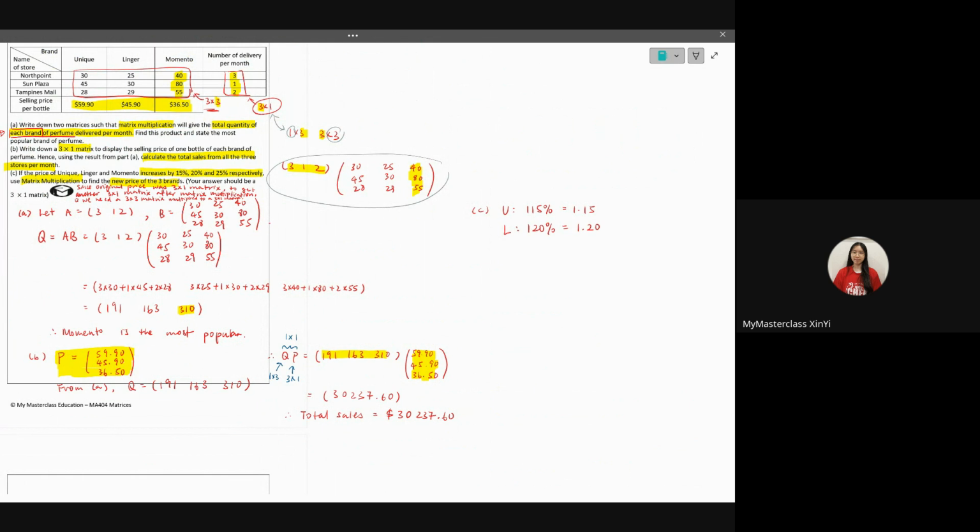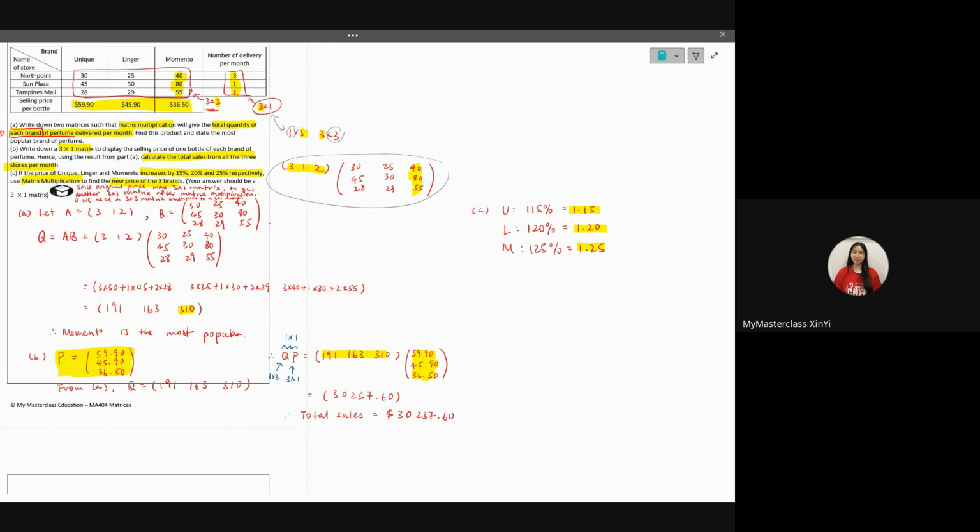Then for Momento, it's going to be 125%, which is 1.25 times. Okay, so basically you're going to take 1.15 times 59.90, 1.20 times 45.90, and 1.25 times 36.50. Then how do we express this in matrix multiplication? When your original price is a 3x1 matrix.